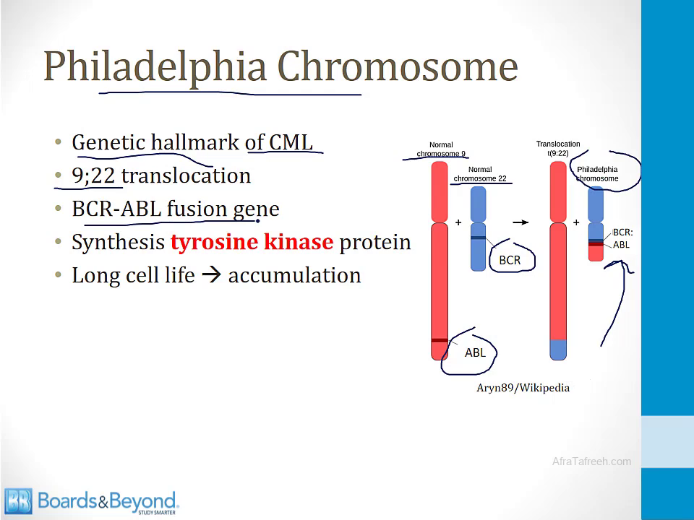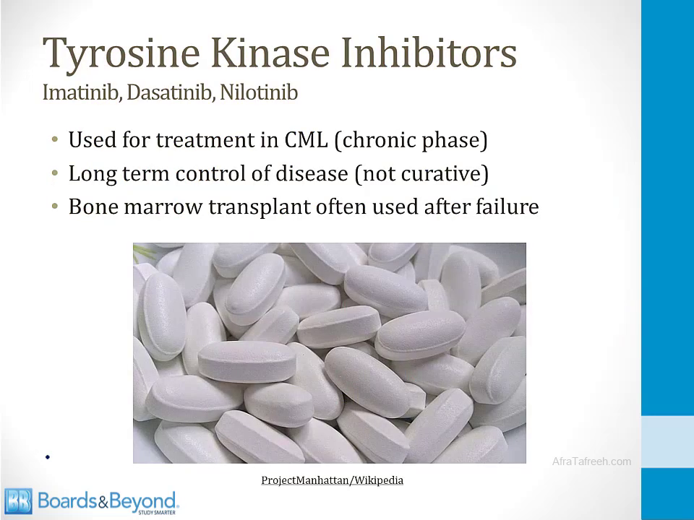This fusion gene allows synthesis of a tyrosine kinase protein that is abnormal. Basically, this tyrosine kinase protein is constitutively active, and it allows white blood cells to avoid apoptosis. Therefore, they have a long cell life and they accumulate in the bloodstream, and that's what leads to this form of leukemia. Because CML involves the Philadelphia chromosome and overactivity of a tyrosine kinase enzyme, a number of drugs have been developed to treat CML that are tyrosine kinase inhibitors.